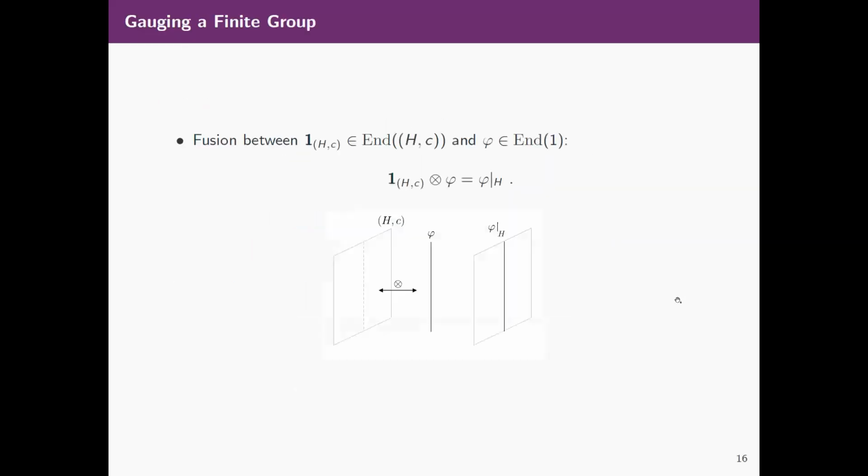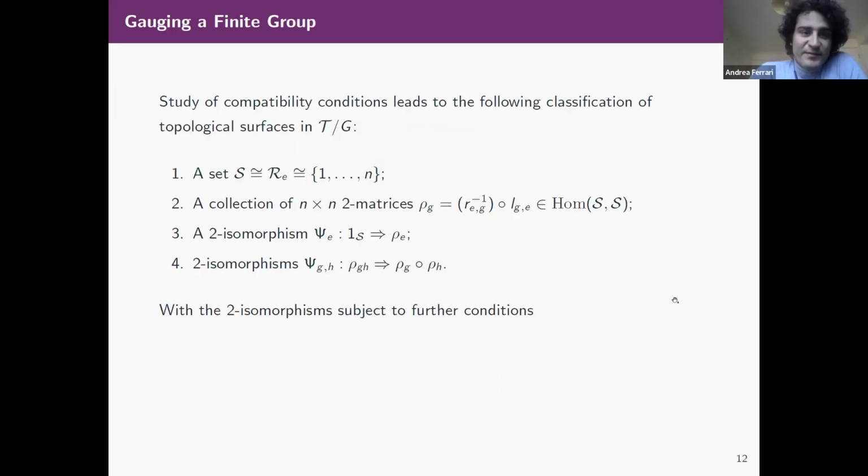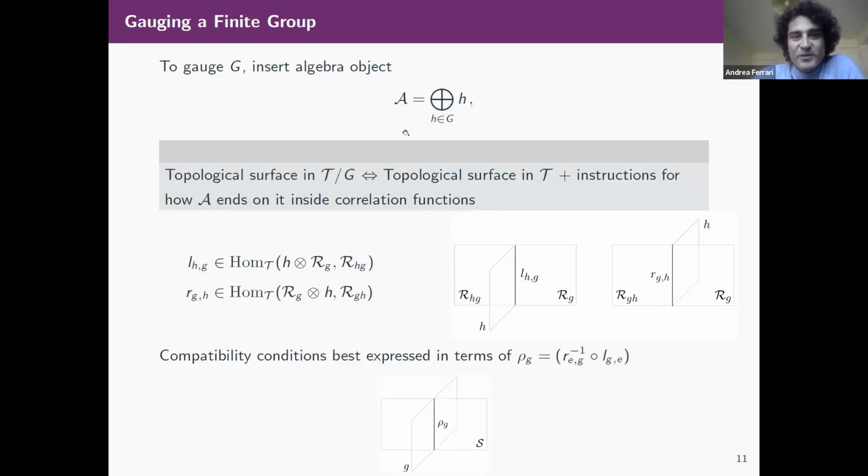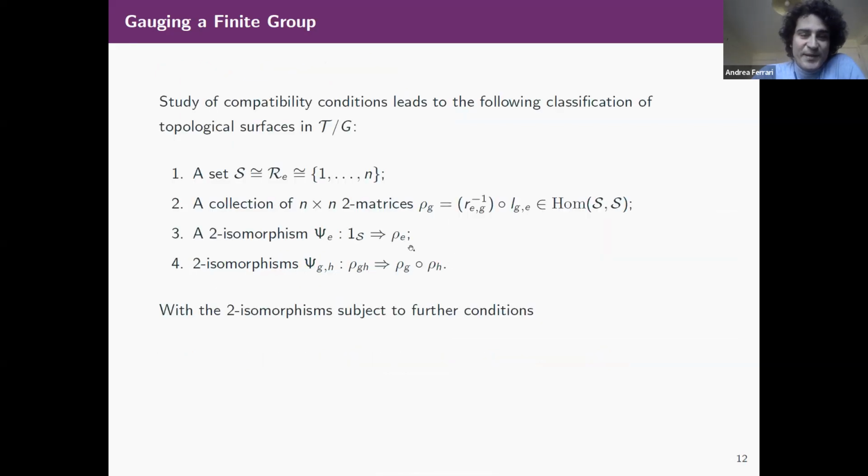Could you repeat why you think you get to Rep G? I missed the argument. Like, you think you get to Rep G after gauging G. Right. So basically, when we implement the gauging procedure by inserting this algebra object, and we look at all the compatibility conditions for this object here, we end up with a classification of the remaining data, and we look very concretely that this is actually 2Rep G, what is known as 2Rep G.